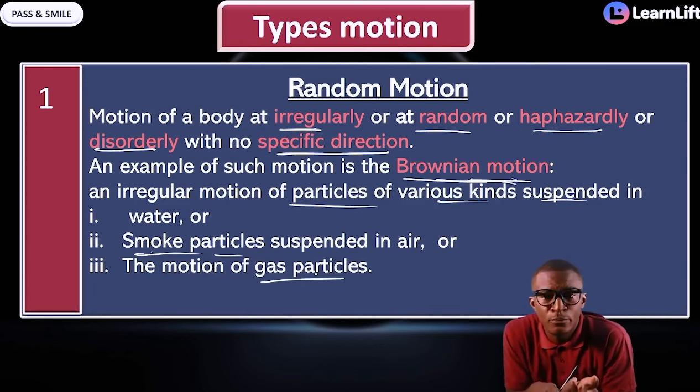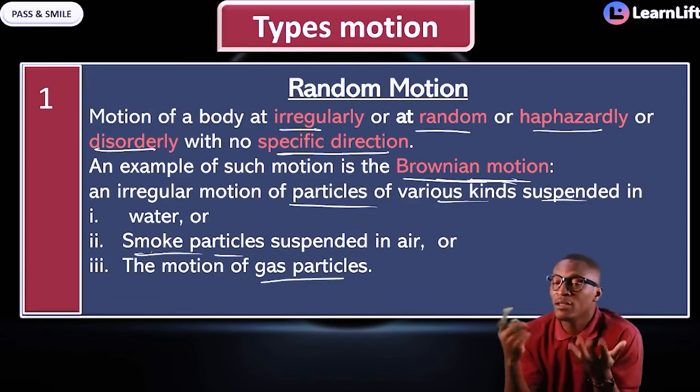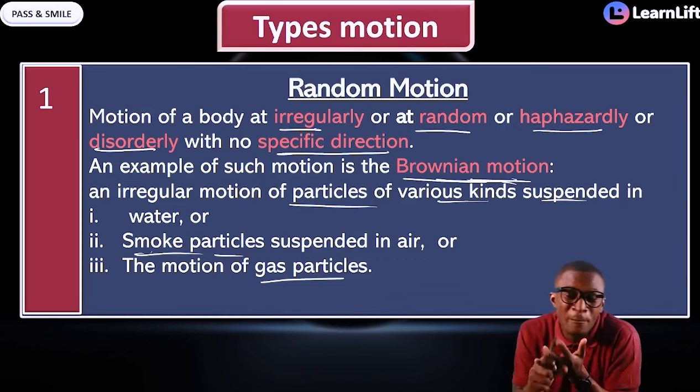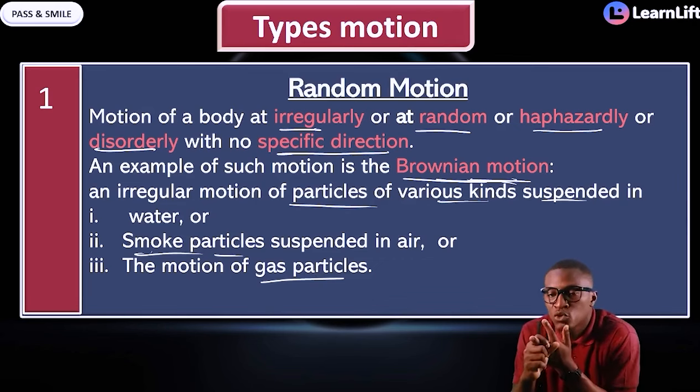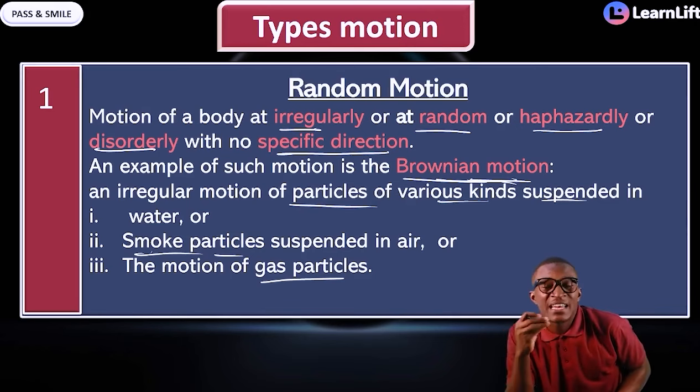So what are the examples of Brownian motion? We said the example of random motion is Brownian motion. What is Brownian motion? It is motion of particles suspended in water, or particles suspended in air, or particles suspended in gases. Do you understand? Those particles are in random motion.